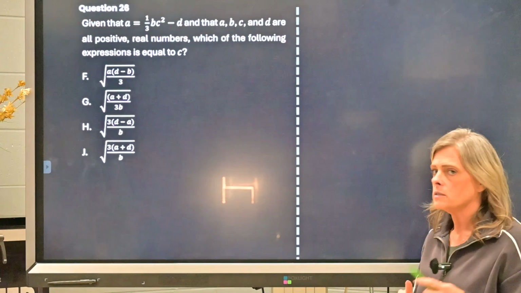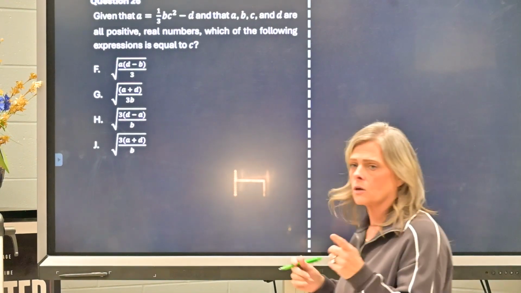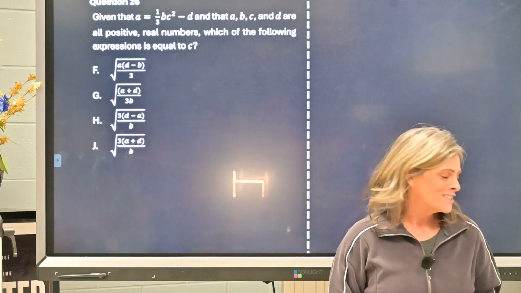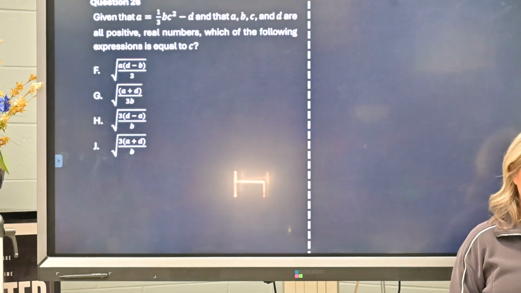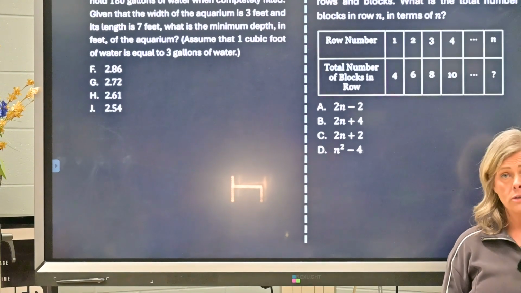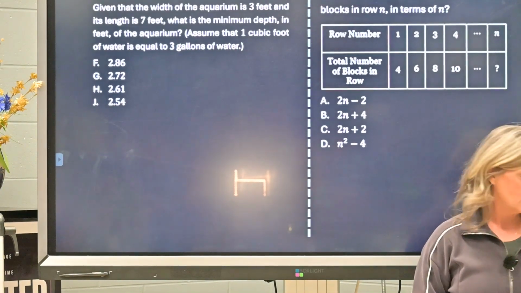I do want to tell you guys, one of the things that Courtney told me when she came in today was that when she was taking CERT, some of these problems came up and she was able to answer them because she saw them before. So that's my hope. The more you see this, the better you'll get at these things, okay?